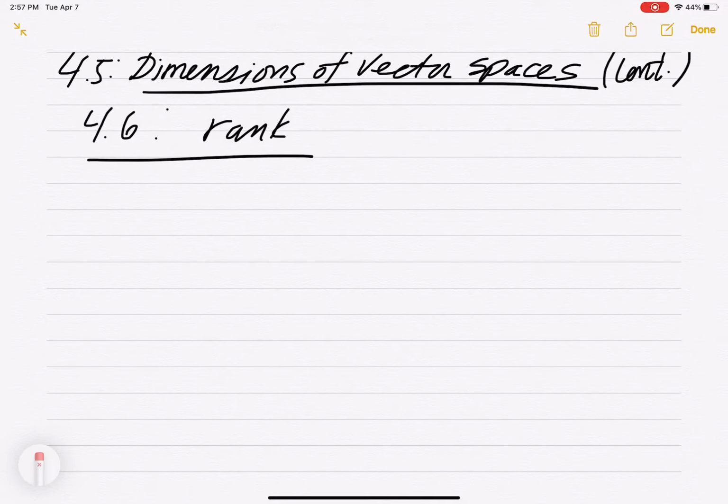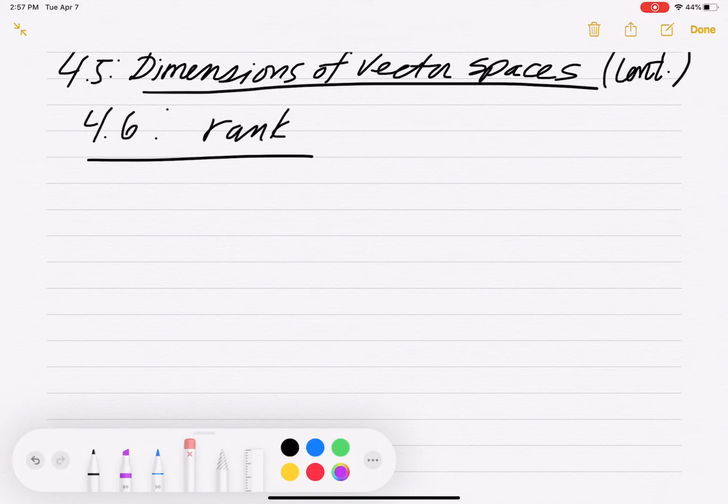So I want to kind of blend 4.5 together with 4.6. They flow together naturally, so I'm just going to flow into 4.6. We're dealing with the end of 4.5 and 4.6 flowing together. 4.6 is about something called rank. Let's go ahead and define rank. It's not defined in 4.5, but it actually shows up in 4.5. They don't define it yet.